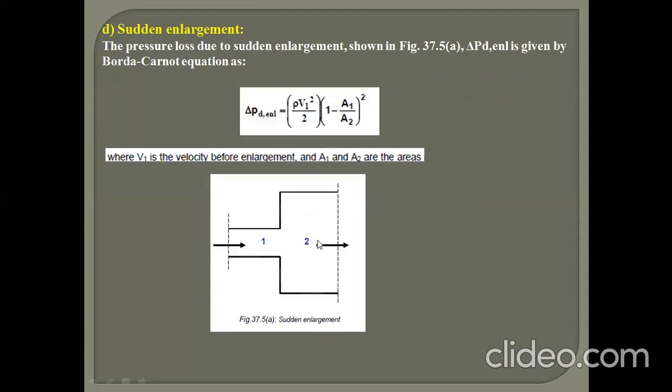Clear? And the dynamic loss is given by this formula: delta P_D,ENL equals rho V squared upon 2 times (1 minus A1 by A2) raised to square. So this factor is added, which is 1 minus A1 by A2. From this equation you can find out the dynamic pressure loss because of sudden enlargement.